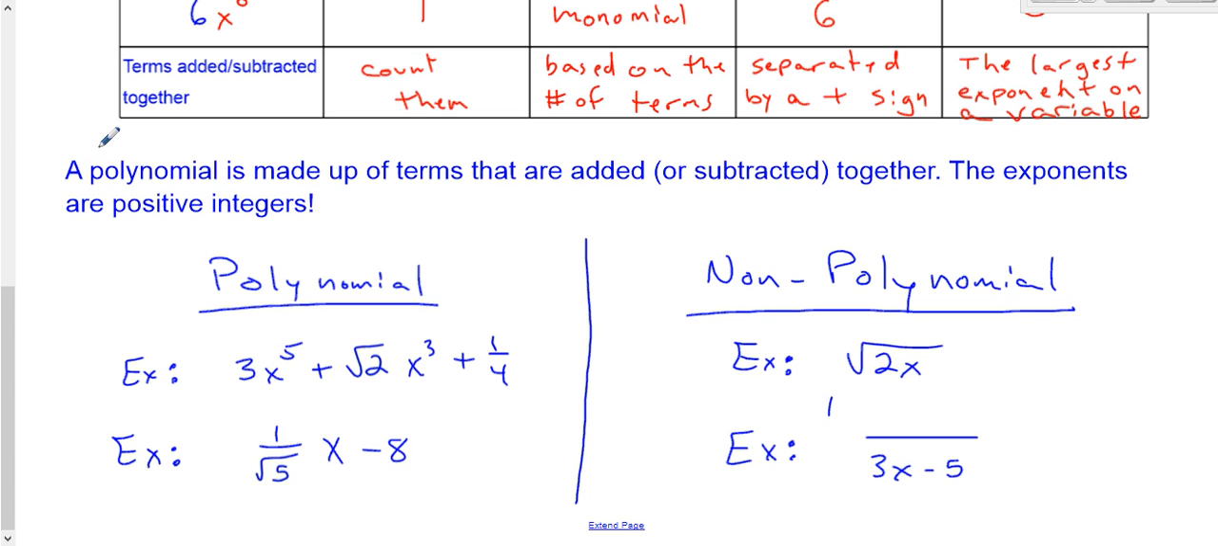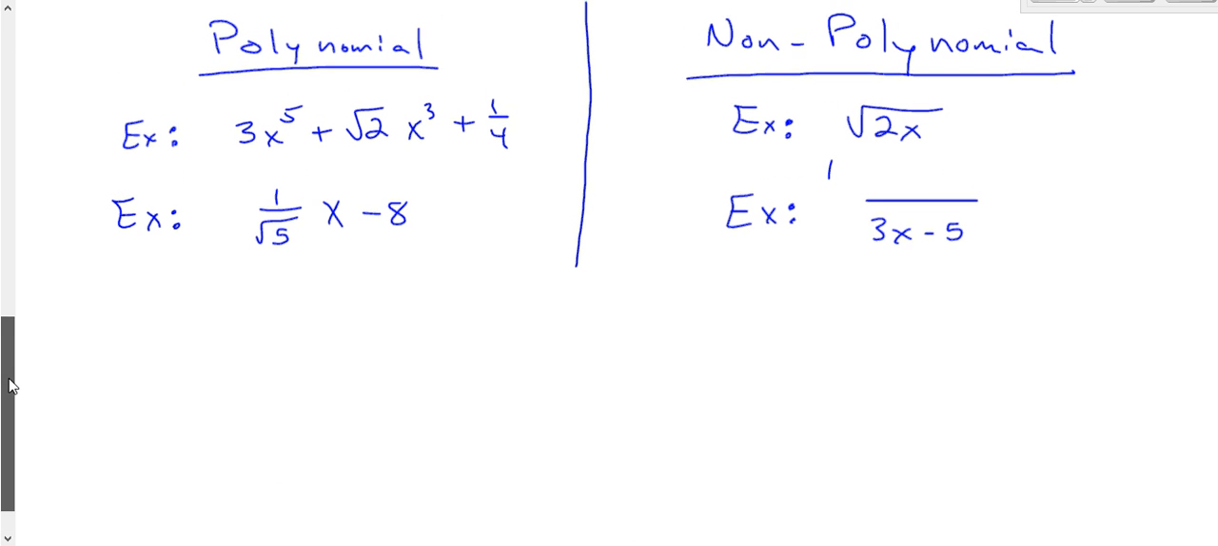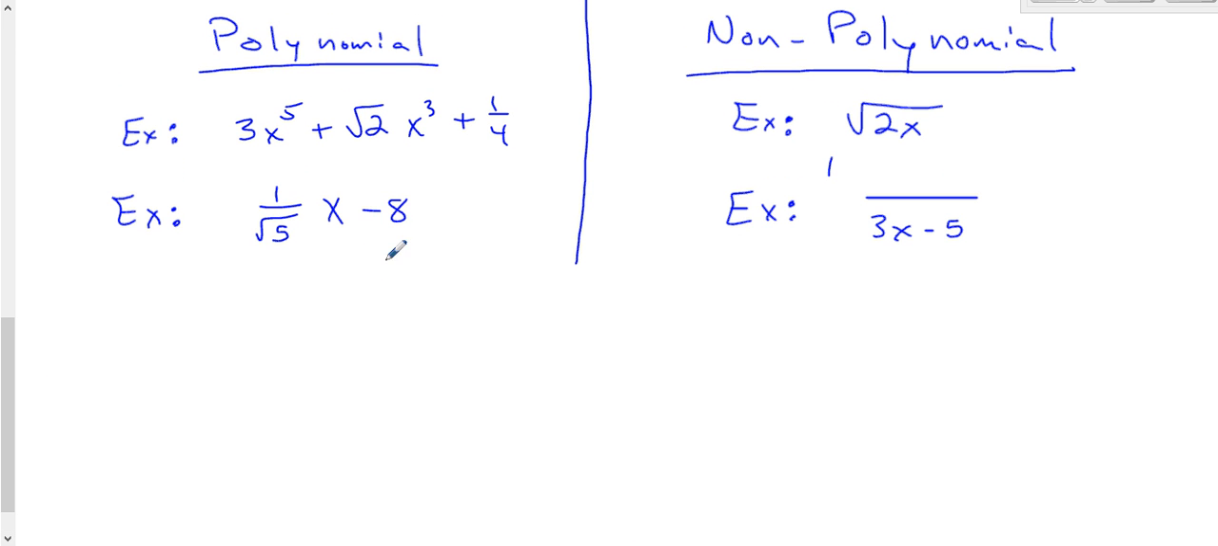Now, sometimes there are expressions that can be determined as a polynomial, but sometimes there are expressions that are not a polynomial. So a polynomial is made up of terms that are added or subtracted together, just like we saw above, and the exponents are positive integers. So that's what determines a polynomial. So sometimes we work with expressions that we look at similar to polynomials, but they really are not polynomials.